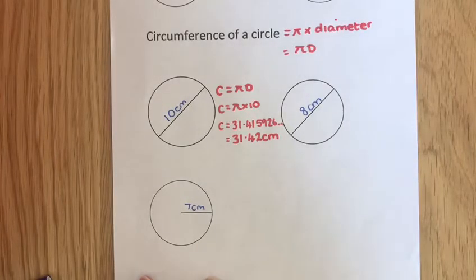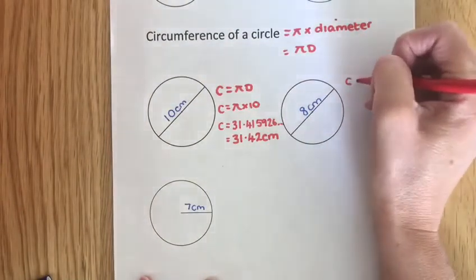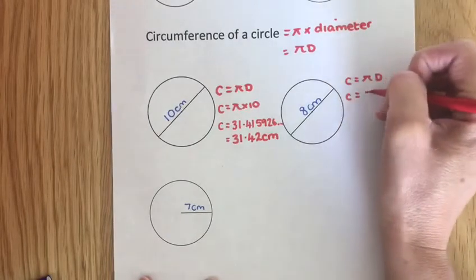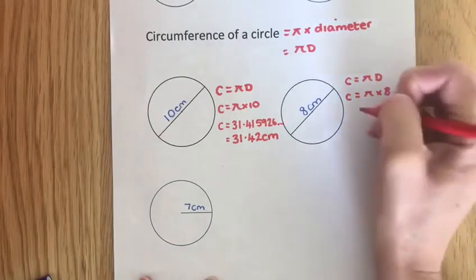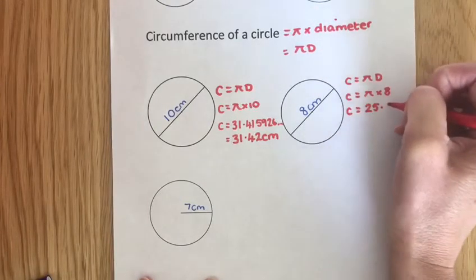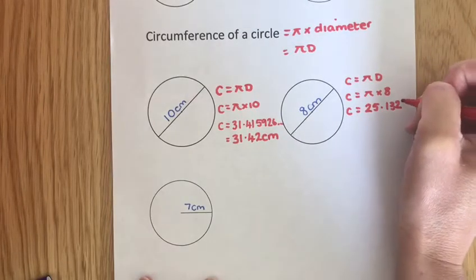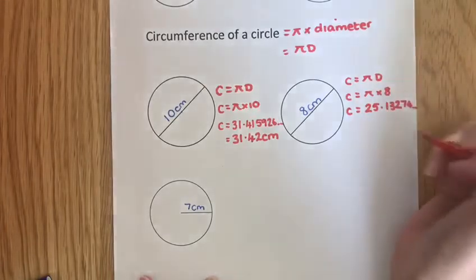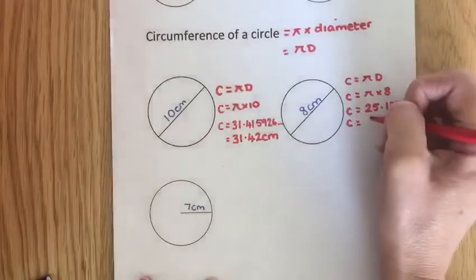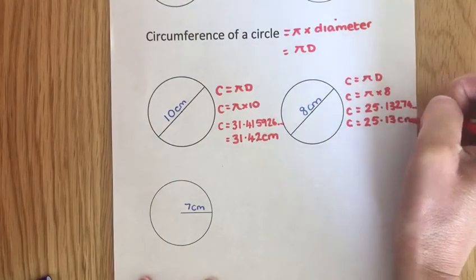Looking at a second example, this time the diameter is given as 8. So I do pi times the diameter to find the circumference. So my circumference is pi times 8. On my calculator, when I type that in, it will come out as 25.13274 and so on. Again, I'm going to round to 2 decimal places, so my answer will be 25.13 centimetres.